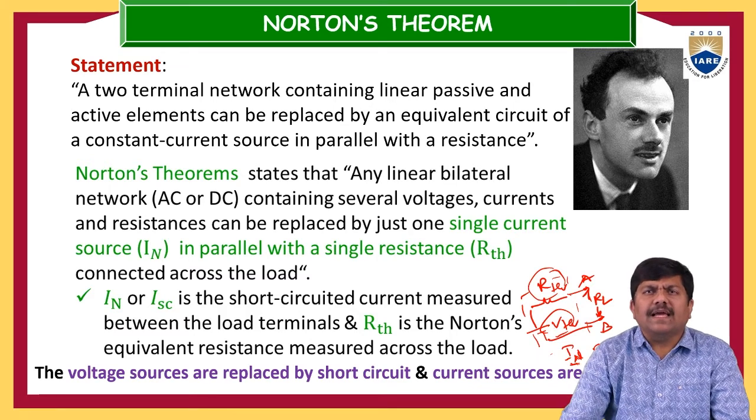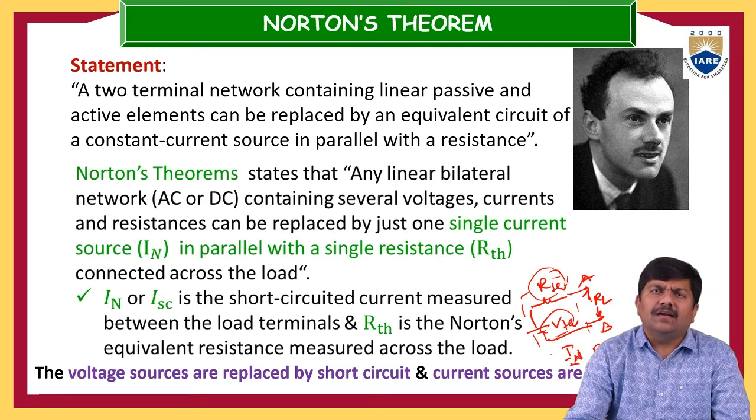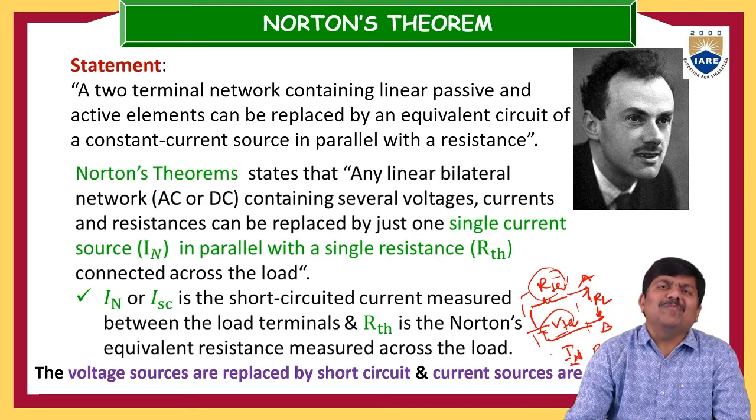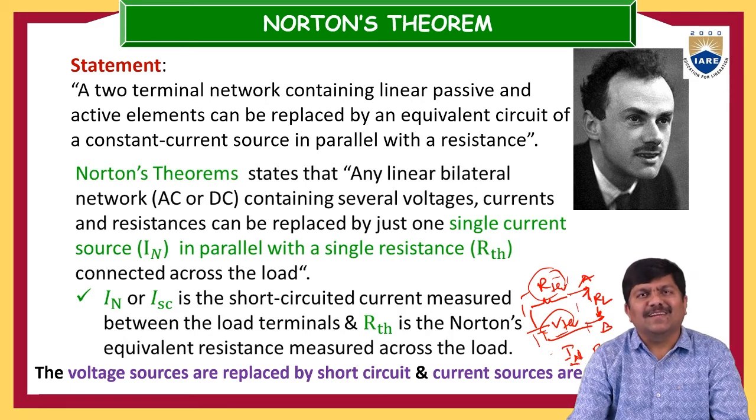Now sometimes this I_N current, that is Norton's equivalent current, can also be represented as I_SC, that is the short circuited current, because we are going to achieve this Norton current by short circuiting the voltage sources and by open circuiting the current sources. So in view of that, sometimes people may also call this current the short circuiting current.